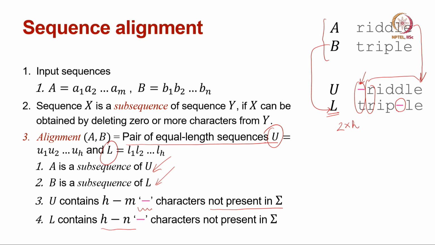One caveat in this definition is that we will not allow U and L to have dash symbols in the same column. So, for example, I cannot have a situation where I build these sequences as riddle dash and triple dash, because in this case both have a dash symbol in the same column. This is a restriction that we are imposing on the alignment. Under this restriction, this definition is what we will follow for defining an alignment between sequences A and B.